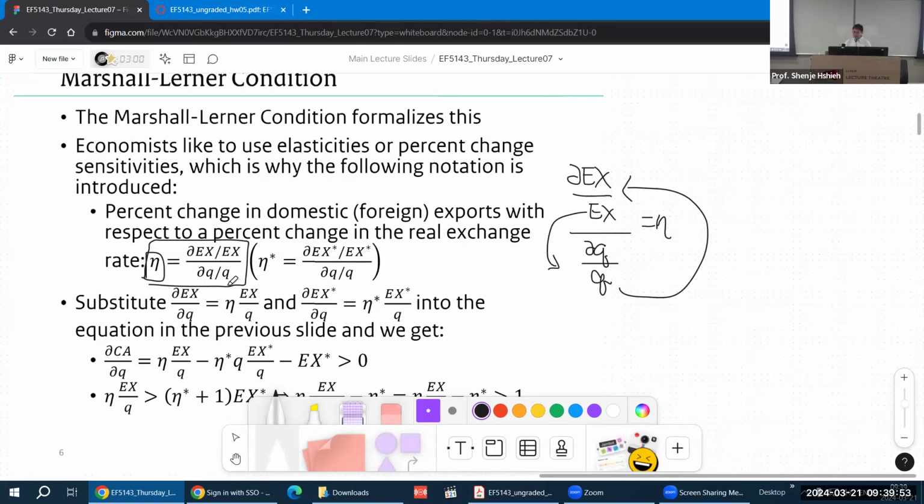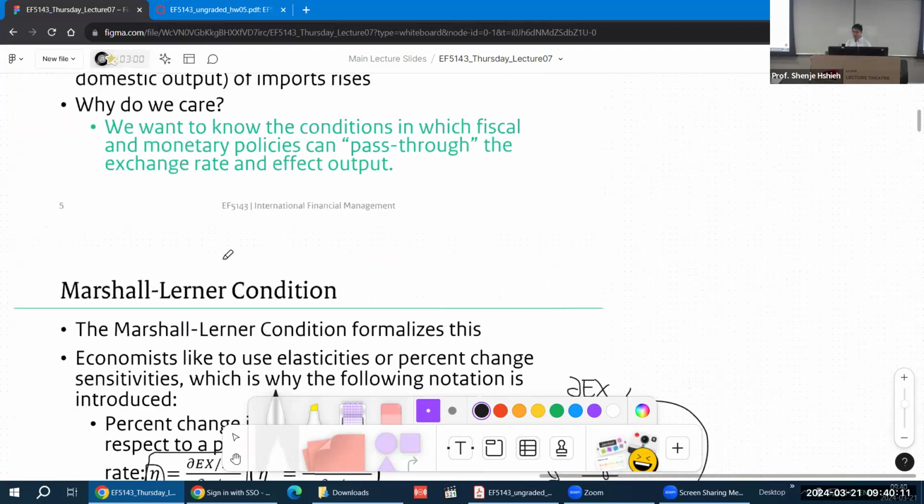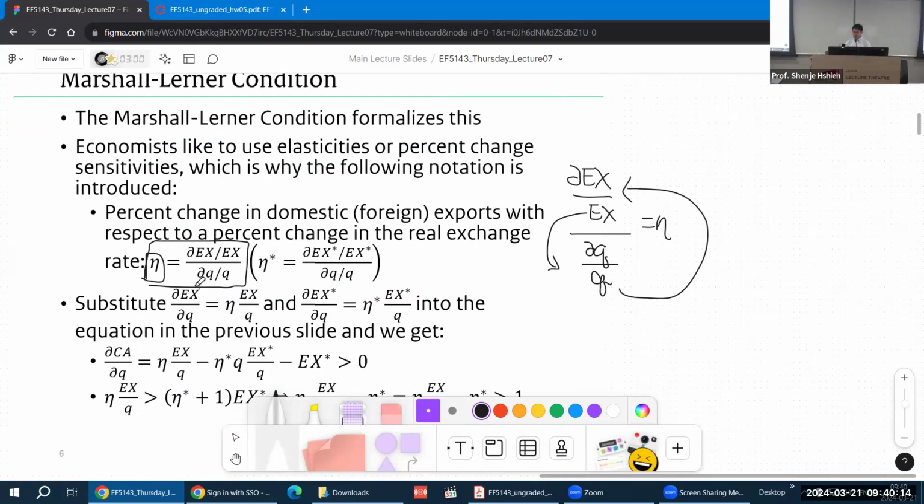So all we're doing now is rewriting these expressions so that they match perfectly with these export sensitivities, right? So we rewrite everything in terms of eta and something else, and replace these partial EX over partial Q and partial EX star over partial Q in terms of eta and something. So we indeed can do that. Note that the sensitivity of exports with respect to Q can be written as eta times EX divided by Q, and partial EX star over partial Q can be written as eta star times EX star over Q, right?